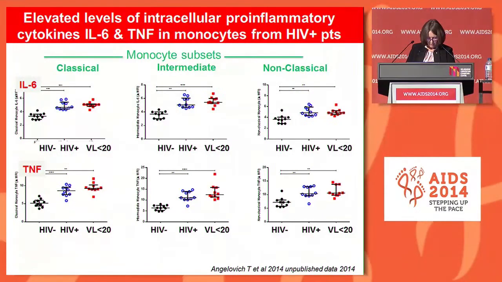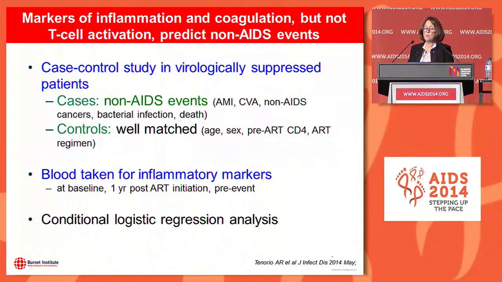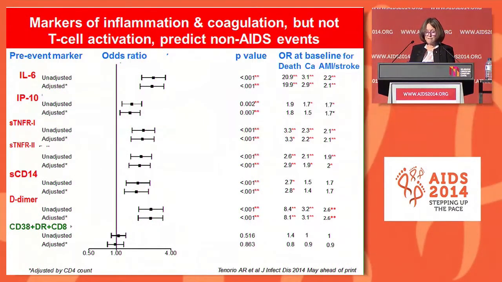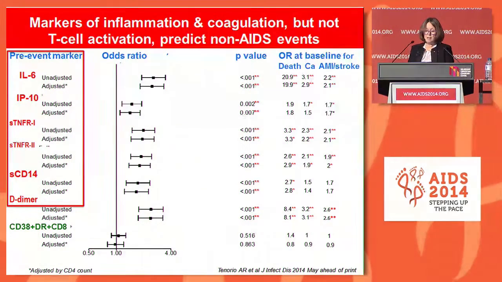Now, some really strong evidence has come just recently from the Landay lab, where they show that non-AIDS events can be predicted by markers of inflammation and coagulation. This was a case control study in virologically suppressed patients where blood was taken for inflammatory markers at baseline, 1 year post-ART, and at pre-event, and then subjected to conditional logistic regression analysis. What this study found was that the markers of inflammation and coagulation, shown here in the red box, were able to predict the occurrence of serious non-AIDS events at baseline and also during ART and pre-event, whereas the CD38 positive CD8 activated T cells were not associated with that.